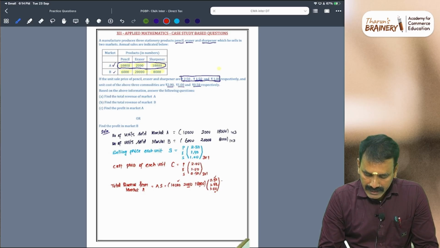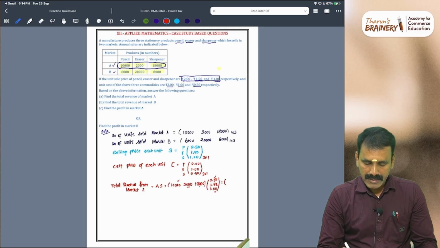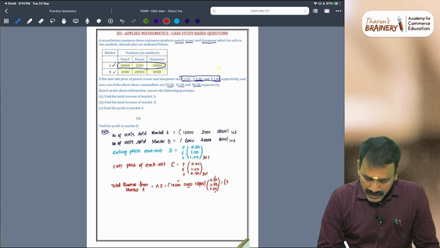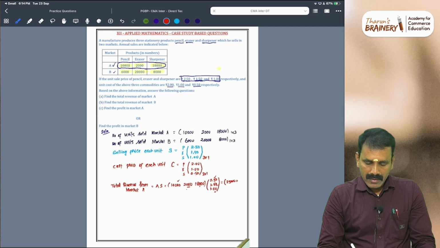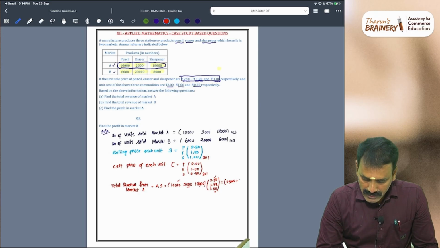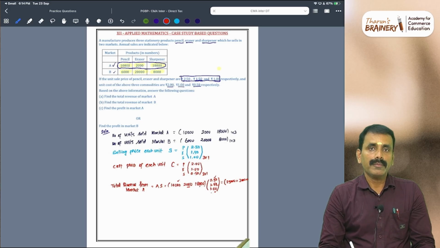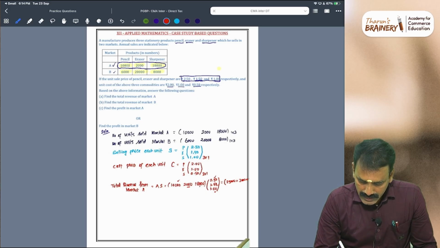I am going to multiply directly. 10,000 multiplied with 2 rupees 50 paise is going to be 25,000, plus 2,000 multiplied with 1 rupee 50 paise, which is 3,000, plus 18,000 multiplied with 1 rupee, so it is going to be 18,000.